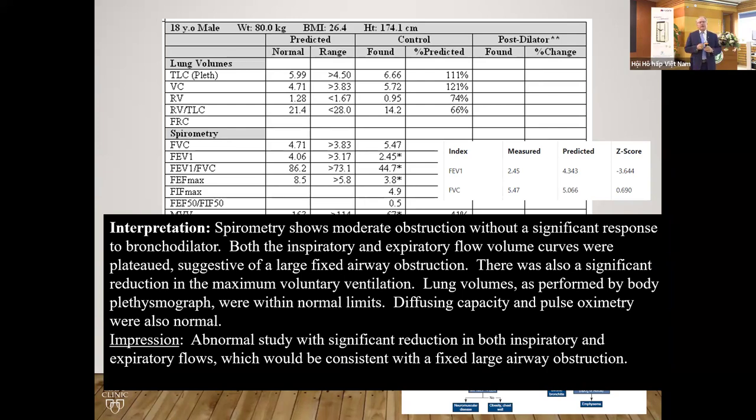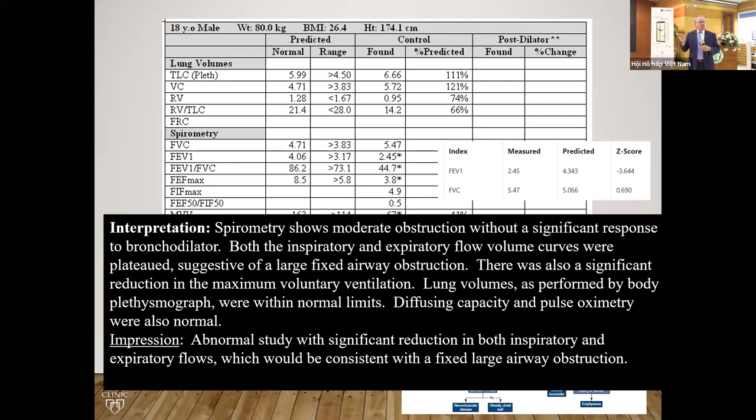So an MVV maneuver is not always performed, but in this case it was. MVV, or maximum voluntary ventilation, is having the subject breathe in and out deep and rapidly for 10 to 12 seconds, and that volume is extrapolated out to a minute.